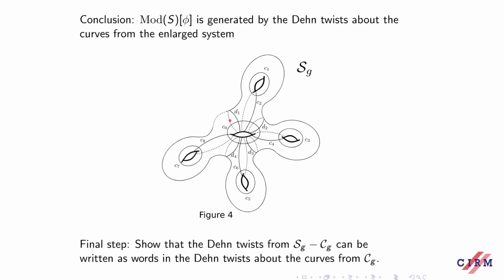So the original system had the D1 and the D2 that you see here, but not D3, D4, and so on. And then in the final step, we show that the Dehn twists about the curves from this curve system S_G minus the original curve system C_G can be written as words in the Dehn twists about the curves from C_G. And then we are done.